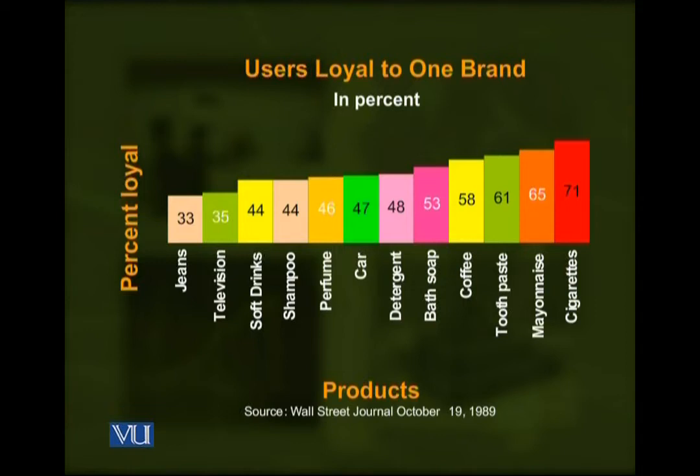Look at television, 35%, soft drinks, 44%, and the scale goes on in succession. The scale goes on and on. In all the categories of products that you see, as the scale moves rightwards, you see a higher level of loyal customers. And it is very interesting to note that the highest level of loyal customers relates to cigarettes. And maybe this is because many smokers do not really have too many different preferences. They are very, very brand loyal. If you go backwards, you will see mayonnaise has the second highest level of loyal customers, and toothpaste has the third highest.